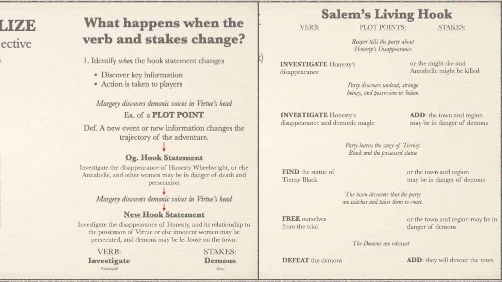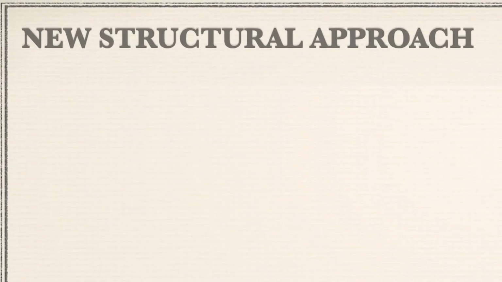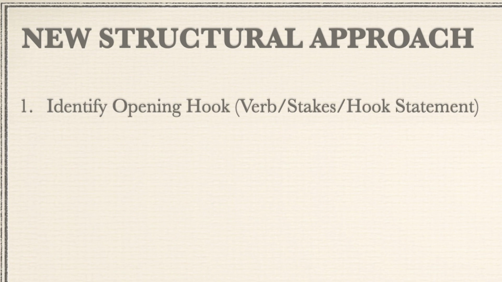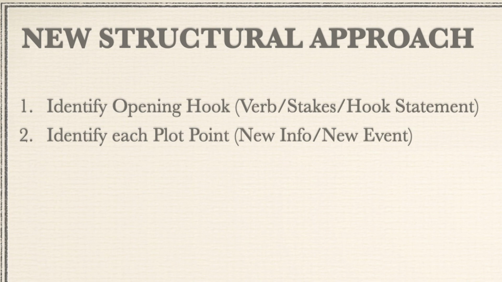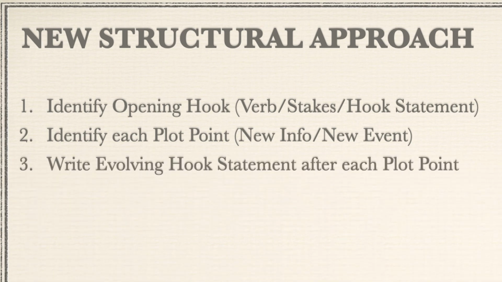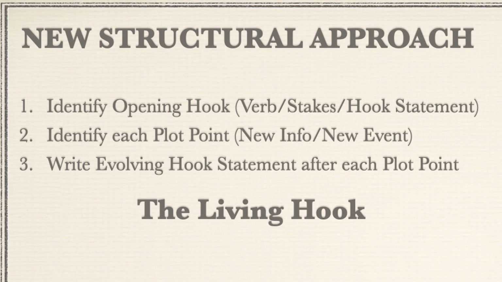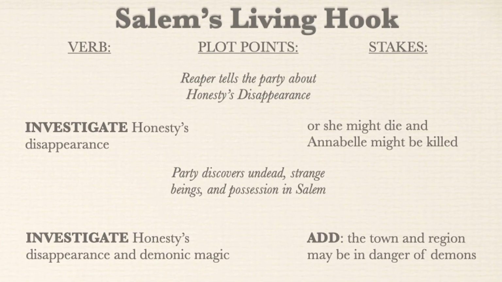So we start by identifying the opening hook and writing the hook statement with the verb and the stakes that it implies. Then we identify each moment where new information is learned or a new event takes place. And then we write how our hook statement evolves at each point. I call this approach the living hook. And here's an example of how one of these diagrams could be applied to Salem.